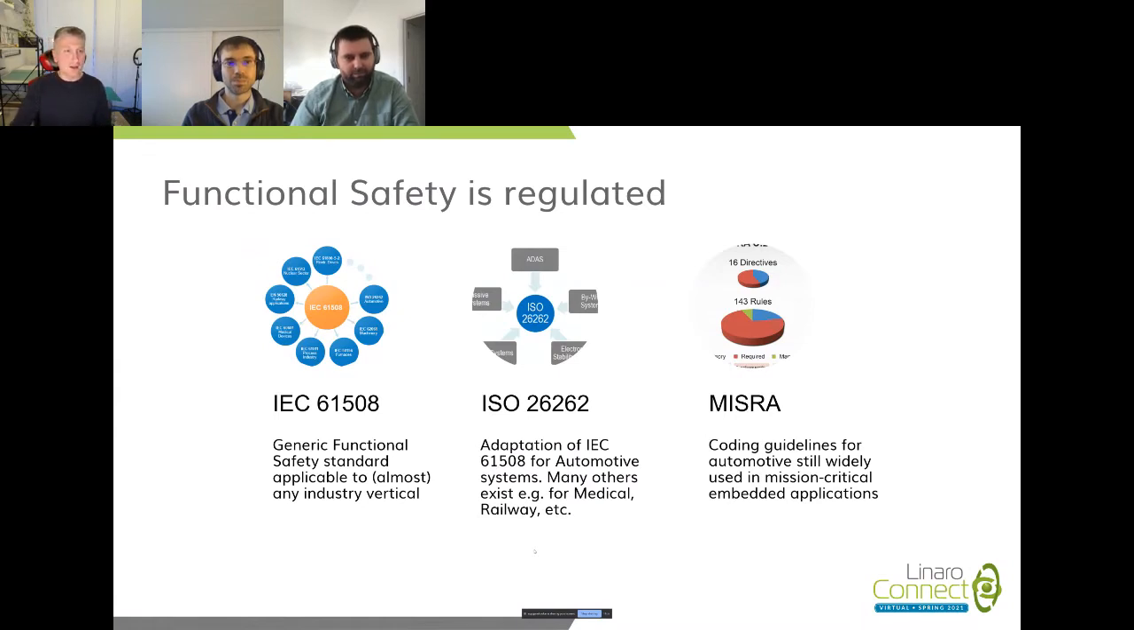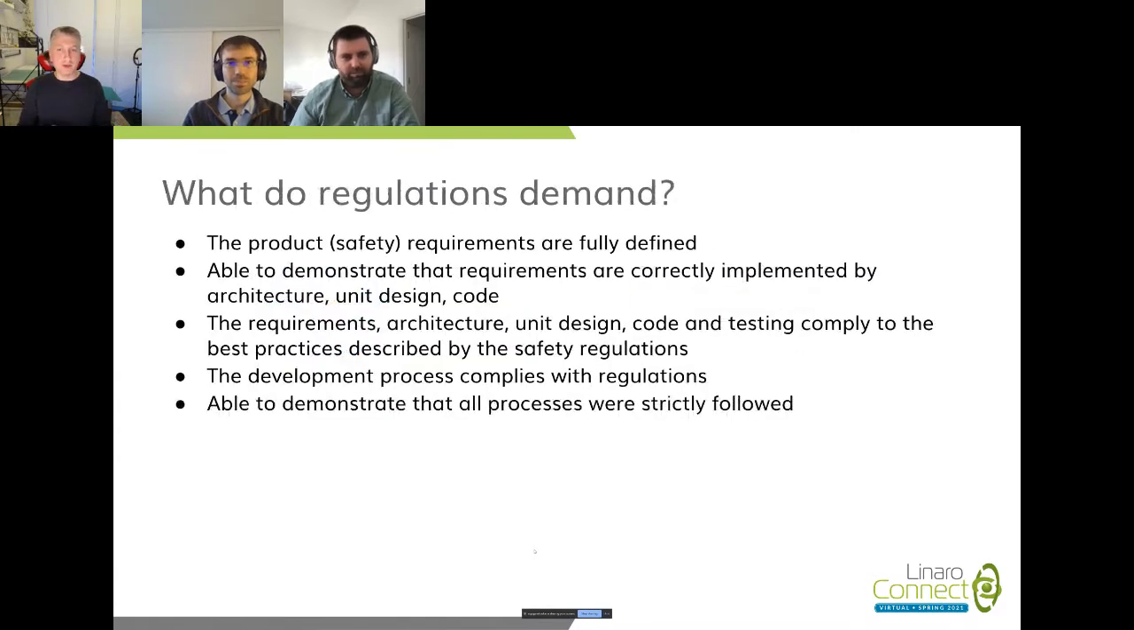And these regulations usually demand that product safety requirements are fully defined, and the product team is able to demonstrate that these requirements are implemented properly on every level of the software design. The requirements, architecture, unit design, and testing all comply with best practices defined by the standard regulations. And the development process complies with regulations, and all of the processes are strictly followed. So it's all about following very narrowly set definitions.